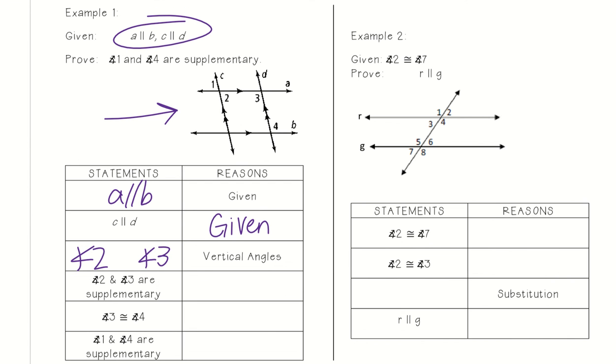Okay, because I'm sorry, I completely messed up on that one. I looked at the one below. Angles 2 and 3 are not vertical angles. 1 and 2 are vertical angles, so I'm sorry about that.